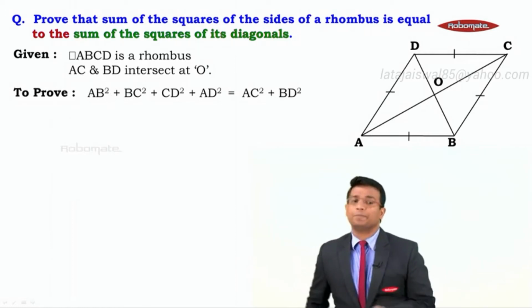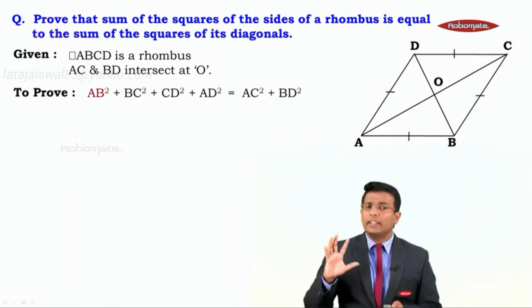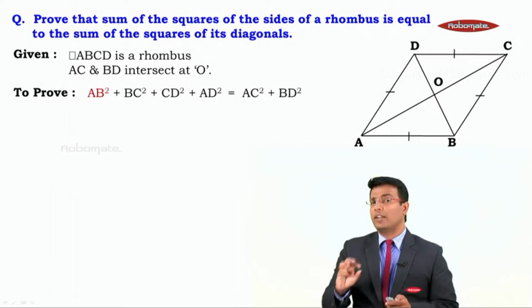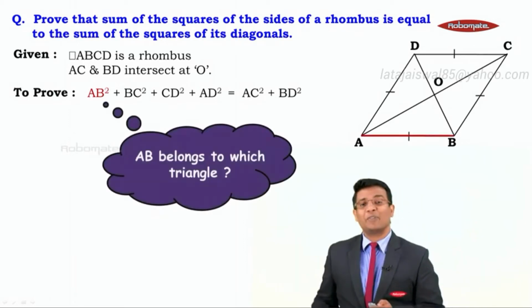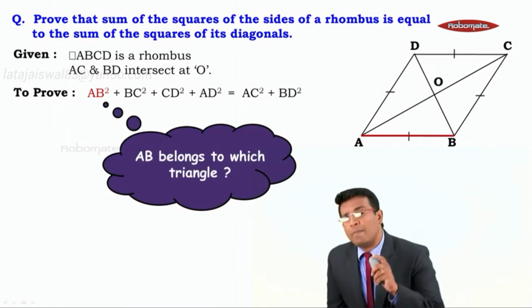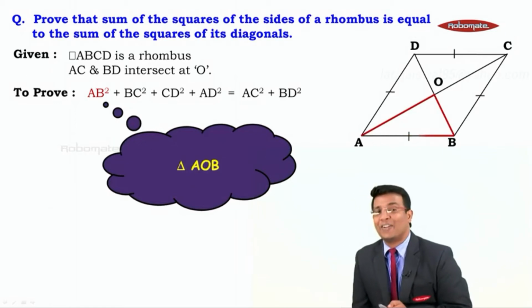Now let's proceed further. If you look at this particular part, we want AB square plus BC square plus CD square plus AD square on the left hand side equal to, on the right hand side, AC square plus BD square. So if we look at AB first, now AB belongs to which triangle? It belongs to triangle AOB.